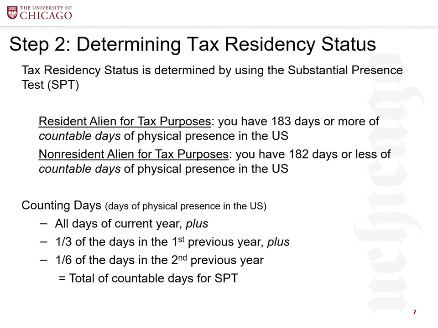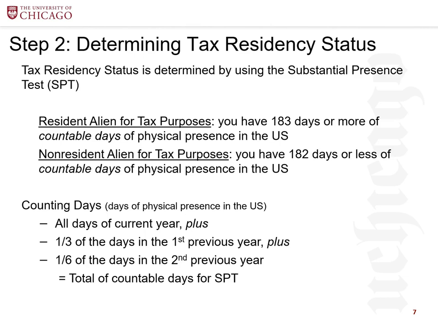Moving on to step 2, determining your tax residency status. This status is determined by using the substantial presence test, or as we abbreviate it, the SPT. You are a resident alien for tax purposes if you have 183 days or more of countable days of physical presence in the U.S. in a given tax year. You're a non-resident alien for tax purposes if you have fewer than 183 days of countable days of physical presence in the U.S. We're going to get into what constitutes a countable day in the next slide, but this is the general rule.